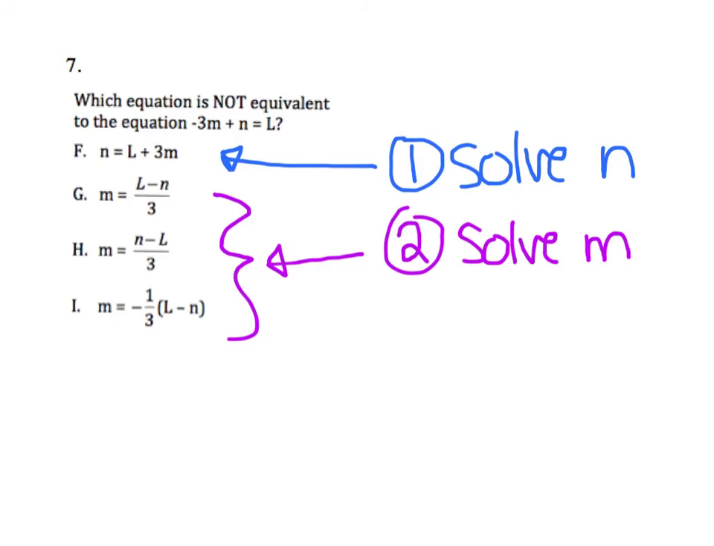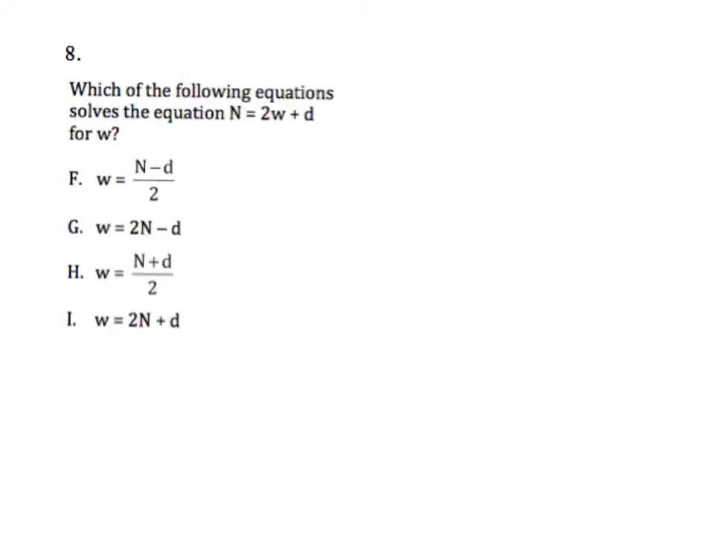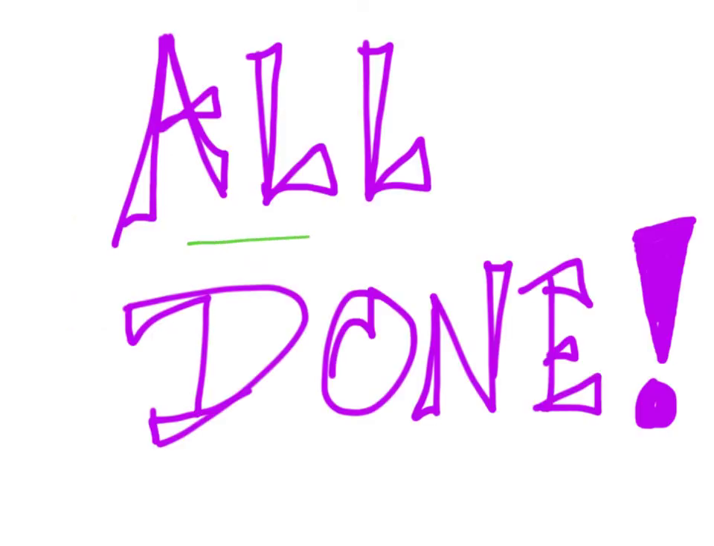Ready, pause. Here's your hint. Something divided by 3 is the same as multiplied by 1/3. Pause the video, solve problem 7, hit play to move on. Ready, pause. Problem 8 you should be all set to do on your own. Ready, go.